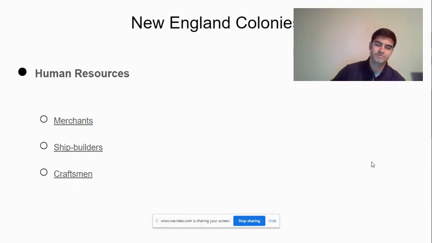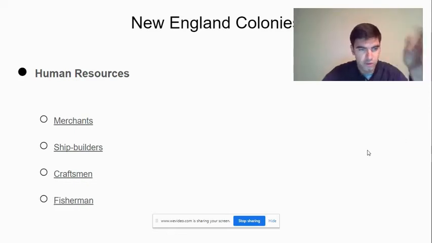So craftsmen are going to be the ones that create metal tools, and we're going to refer to those as blacksmiths. Cobblers are another example of craftsmen. They are the shoemakers of the days of the 13 colonies. And then you're going to have professions like carpenters. What do carpenters do? They're a type of craftsman. They're going to make things out of wood. Okay. And then, of course, you have fishermen.